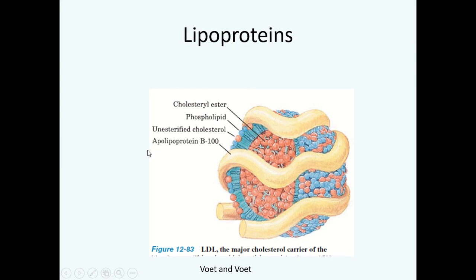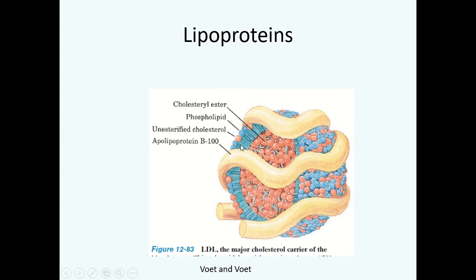The transport of lipids takes place in the form of lipoproteins. Lipoproteins are complexes of proteins with lipids. One such complex is represented here in this diagram.